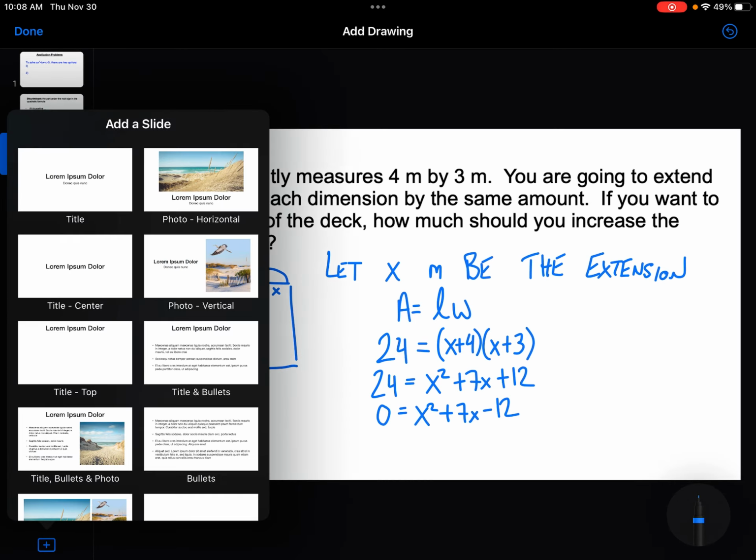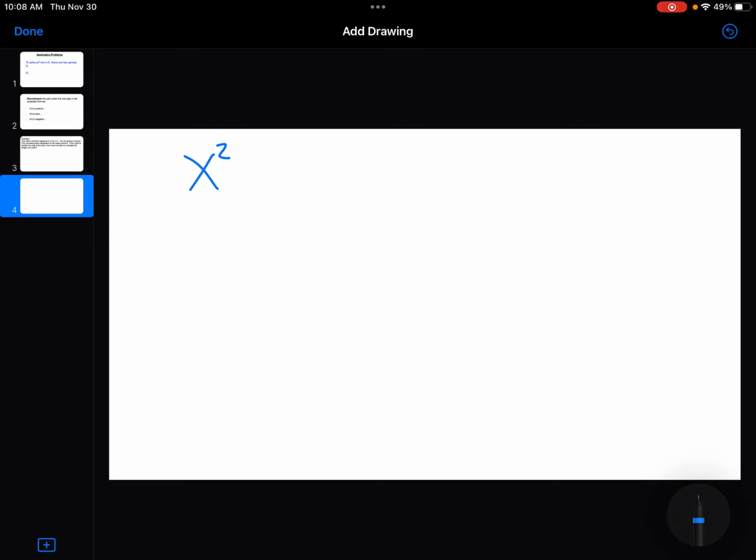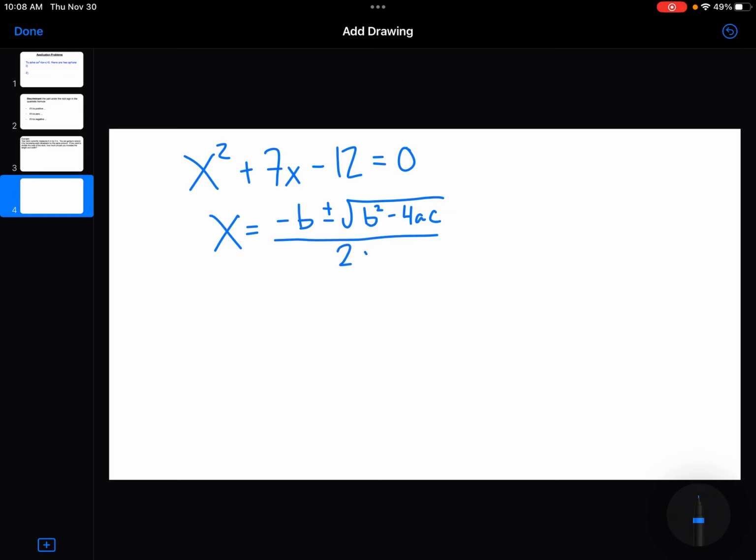So if we looked at this, now I'm going to just start on another slide here. So we've got x squared plus 7x minus 12 equals 0. You're looking for two numbers that multiply to negative 12 and add to positive 7. So you might not be able to figure that out. So let's try the quadratic formula. So we've got x equals negative b plus or minus the square root b squared minus 4ac all divided by 2a. We're going to sub in all of our values.